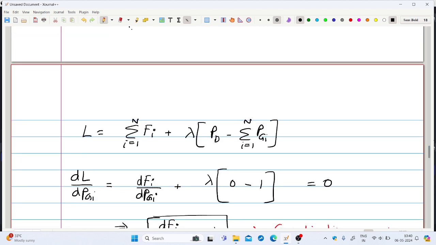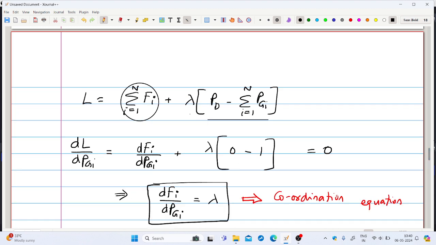So L is written here. L is sigma i equal to 1 to n Fi, this is total fuel cost, plus lambda into PD minus sigma i equal to 1 to n PGi. Then you differentiate this L with respect to PGi. Fi is a function of the power output of the ith plant, PGi. So when you differentiate Fi with respect to PGi, you will get dFi by dPGi. Plus lambda into PD: PD is a constant, it is independent of PGi, so when you differentiate with respect to PGi, that will become 0.